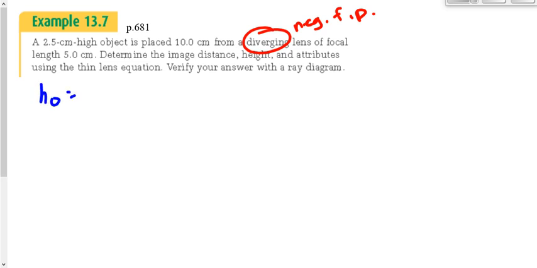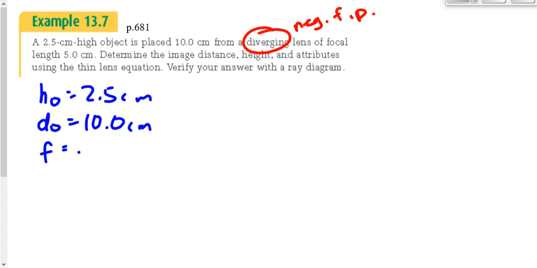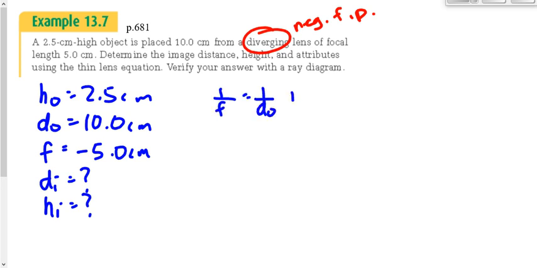We're going to say that HO is 2.5 centimeters, DO is 10 centimeters, and the focal length is negative 5.0 centimeters, negative because it's a virtual focal point. It's a diverging lens. We want to determine DI, we want to determine HI, and we want to determine the attributes, which we'll worry about after we calculate those two values. Now, the first thing I'm going to do is say 1 over F is equal to 1 over DO plus 1 over DI. Plug your numbers in, including your signs, before you rearrange.